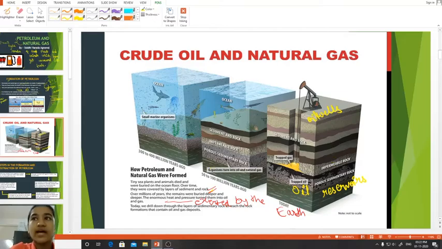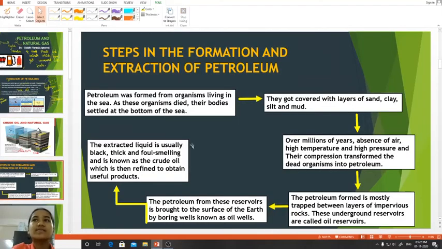Understood? So that's how the organisms gradually turn. We can see that it is formed from the remains of the plants and animals. Let's look at the steps in the formation and extraction of petroleum. Again, that was a pictorial representation. Here's the stepwise process. First, petroleum was formed from organisms living in the sea.